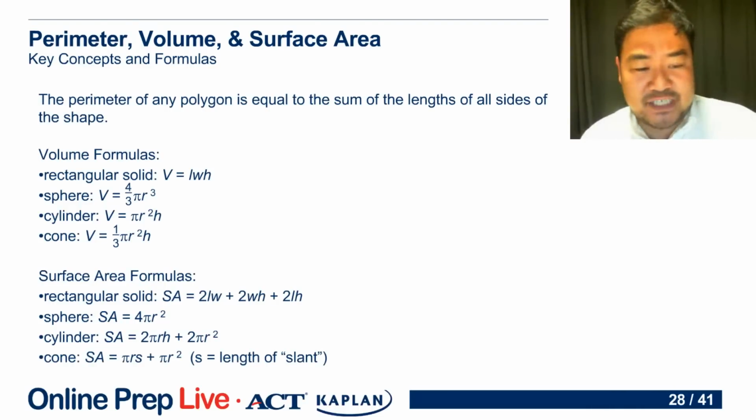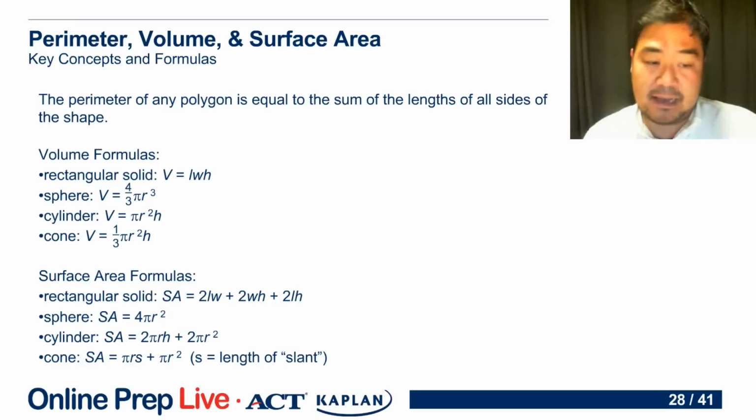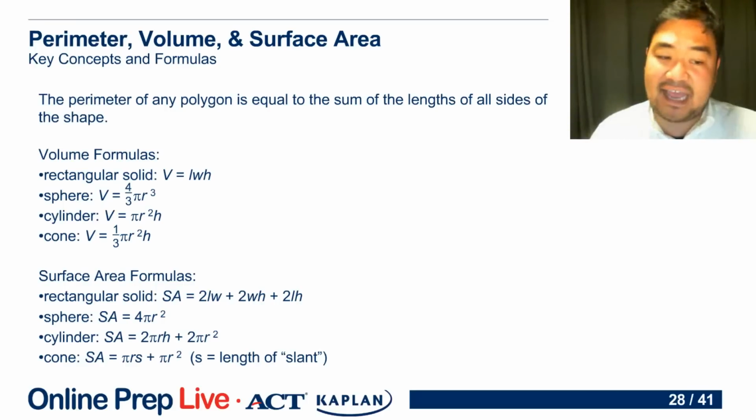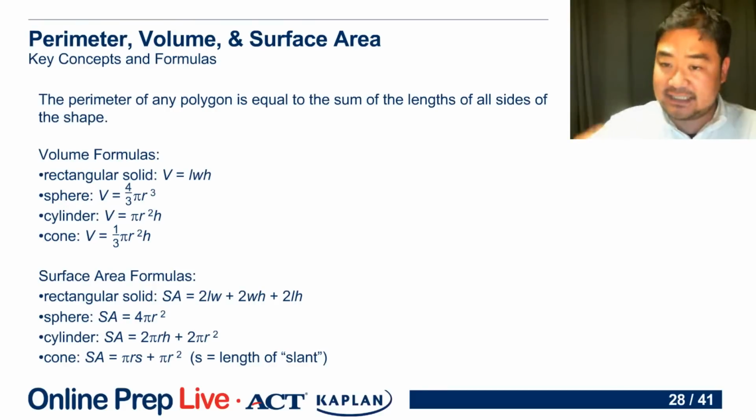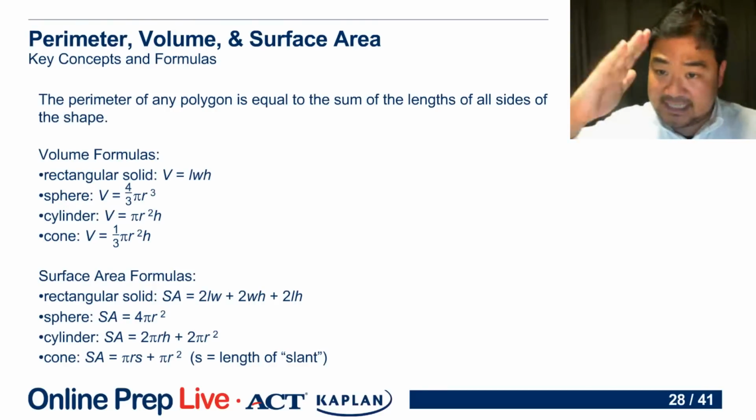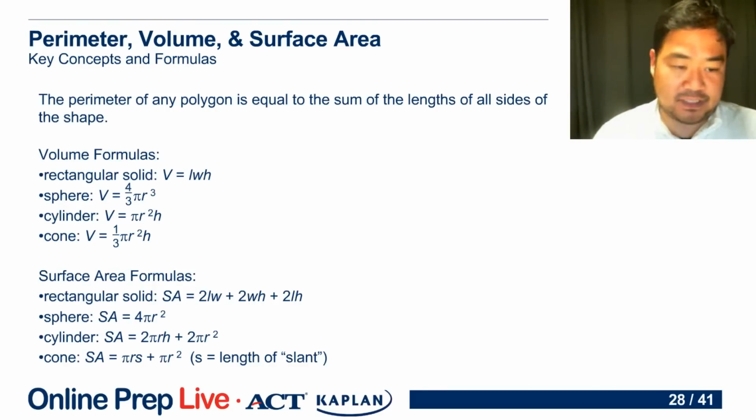The cone, surface area of a cone, pi r s plus pi r squared, and just to note, the s there is the length of the slant. So the slant is basically how slanted is that cone going from the top to the bottom.